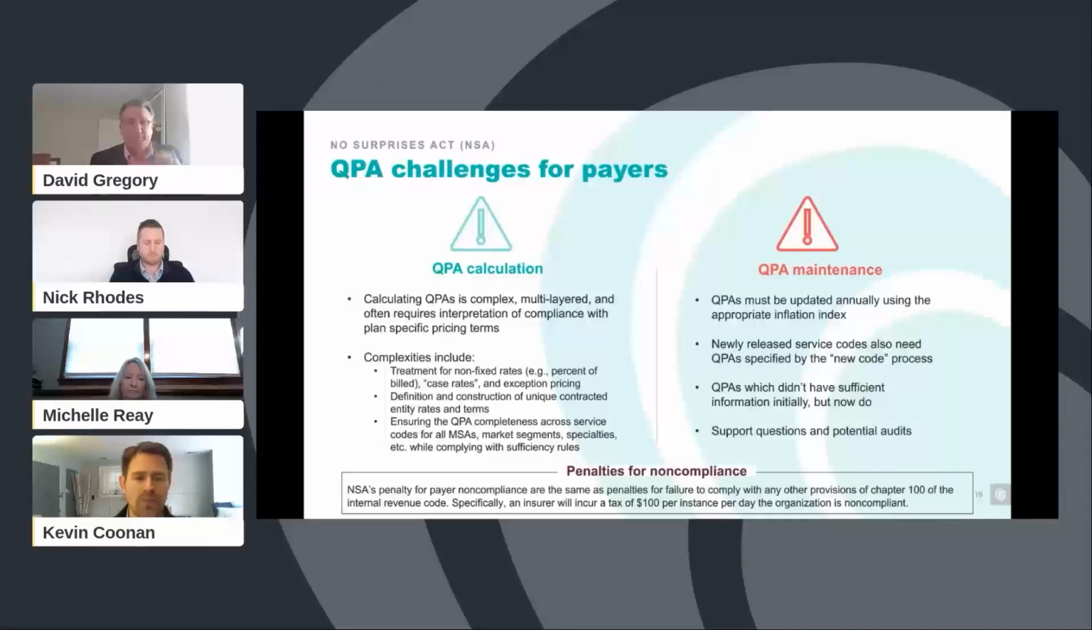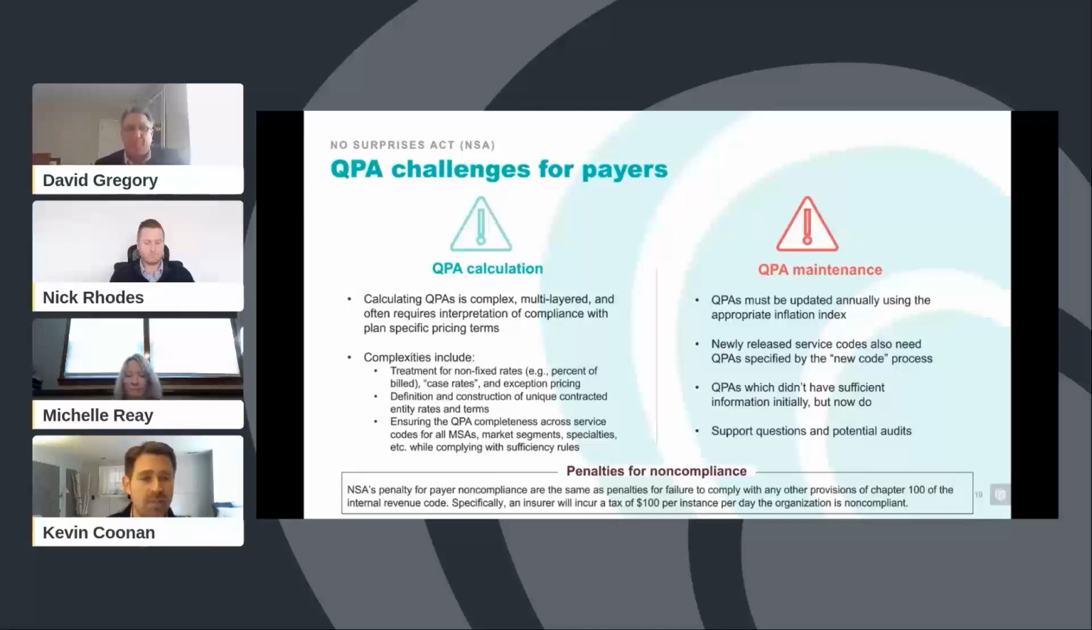So we've talked about a few of these challenges for payers. The calculation is complicated. There's a multi-layered weaving together of rates and construction of these rates that has been challenging for payers and third-party administrators, especially for smaller and mid-sized health plans. And there's some maintenance required. You need to make sure that you're supplying how you calculated them. They need to be updated for inflation each year. There are new codes that come out, and there are specific rules around how to calculate QPAs for new codes.